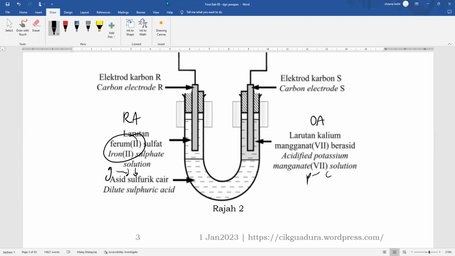Teacher, for acidified potassium manganate solution, how do you write? Your favorite, right? You all like to memorize this, right? Like this, very long. MnO4 minus plus, as a whole. Who memorized this? I told you all to memorize, right? Okay, we do this together. In case in exams it happens again, we try this together, okay?